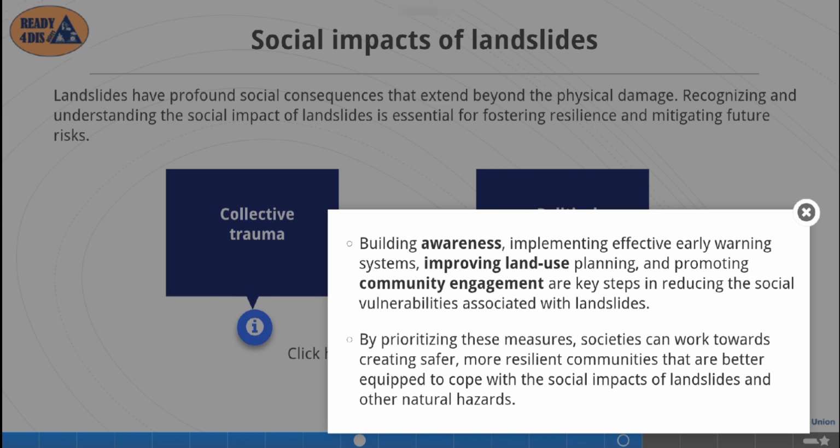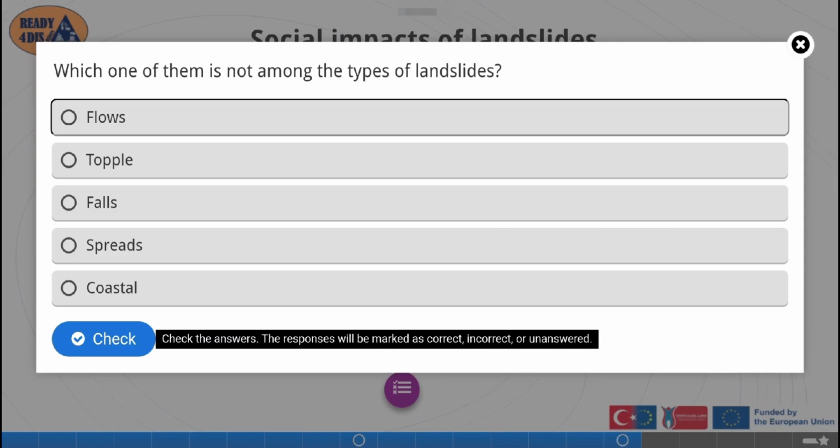Raising awareness, establishing effective early warning systems, improving land use planning, and involving communities in decision-making are critical steps in reducing social vulnerabilities. When these measures are prioritized, societies become more resilient and better prepared for future landslides and other natural hazards. Quiz time. Which one of them is not among the types of landslides?